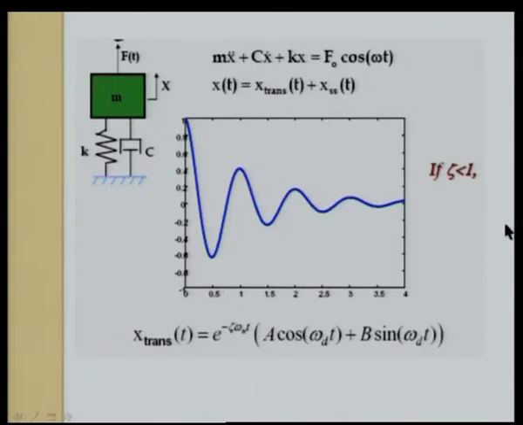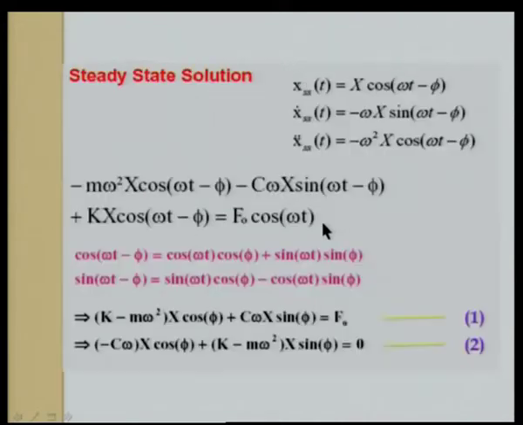And we assume that it is an underdamped system, because that is of interest to us, when xi is less than 1. So, the transient solution we have already found from the free vibration, which is given here as e power minus xi omega n t into A cosine omega d t plus B sin omega d t, which we already know. Now, let us see how we can determine the steady state solution.